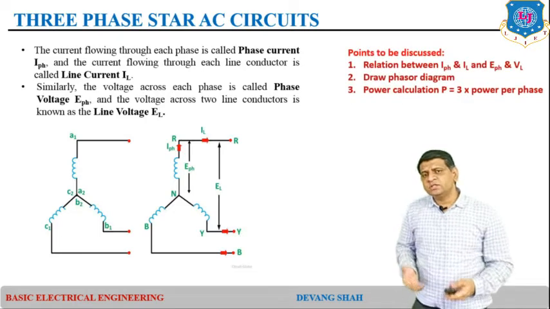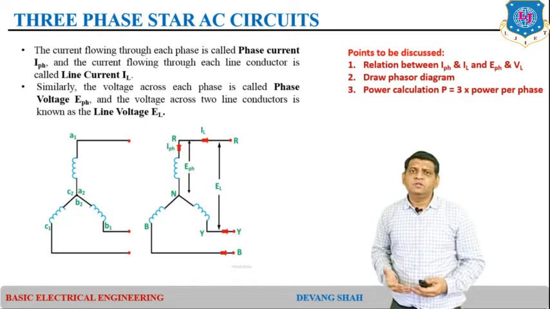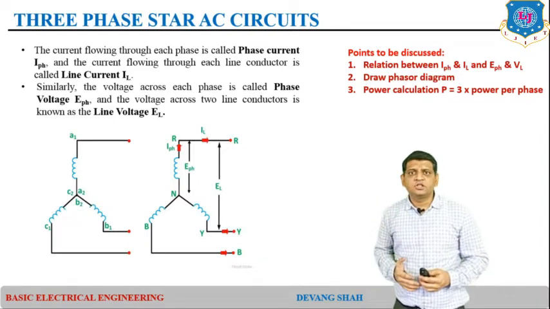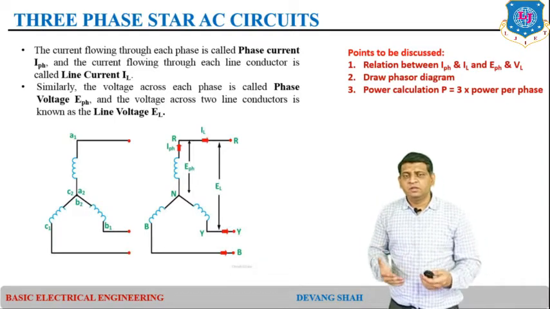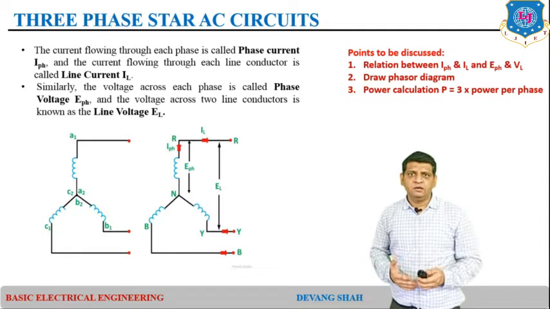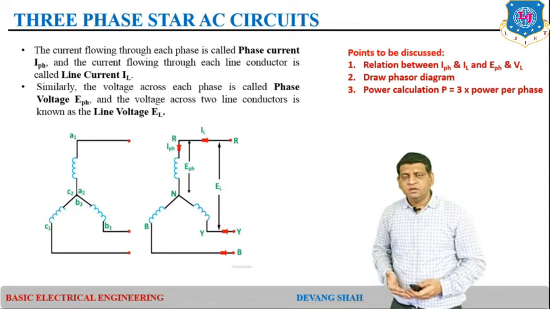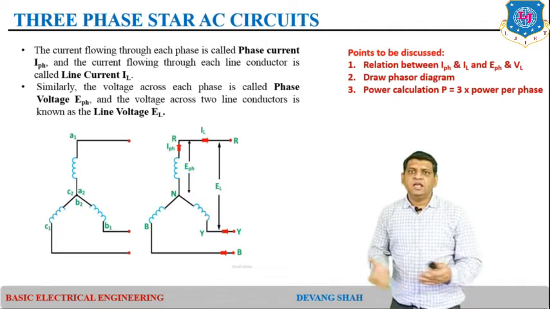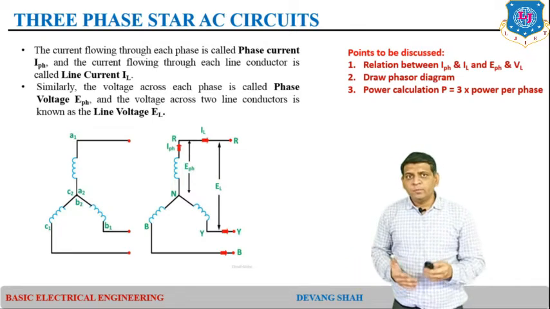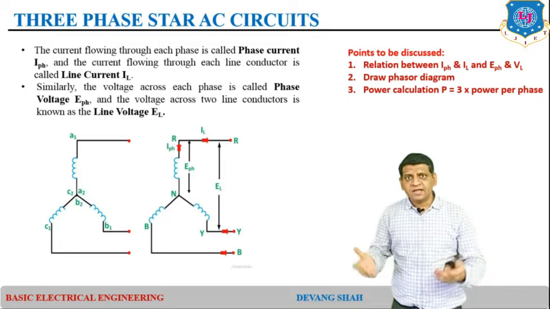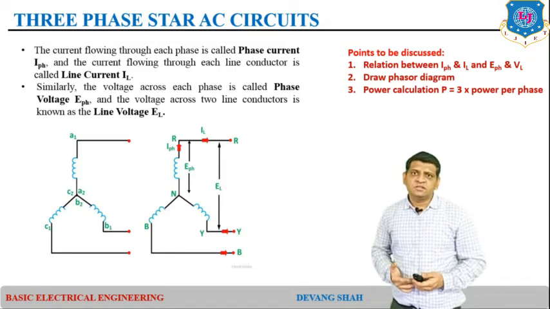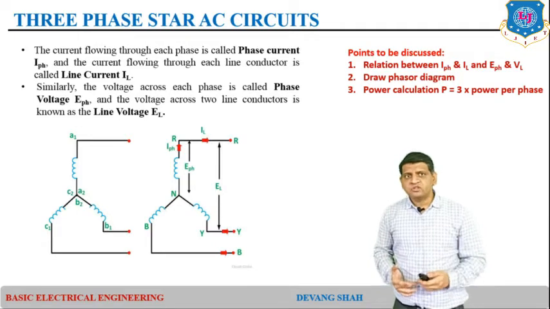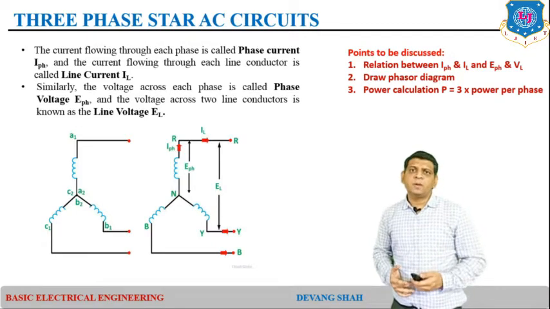Right, now based on this recap of our individual RL, RC and RLC single phase AC circuits, we discussed three points. Point number 1 is the relation between voltage and current. Since this is three phase, we need to find the relation of voltage and current for this star as well as the delta network. This is the same as we discussed during the single phase AC circuit, the relation between IPH and IL, and EPH and VL. So this is my point number 1.